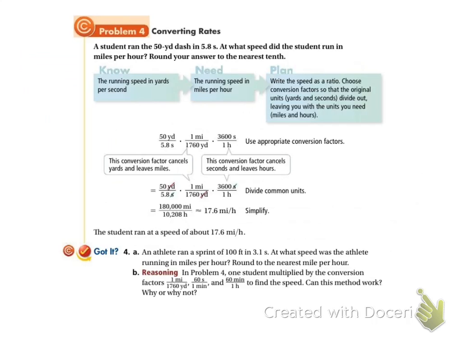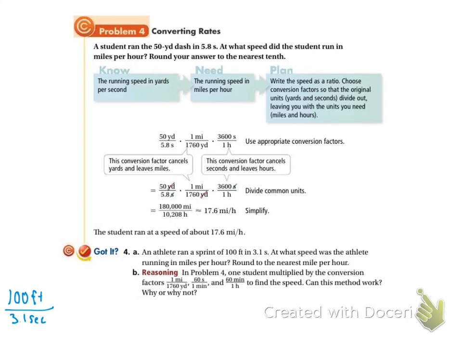Gonna skip this guy. Okay. We're gonna try our got it problem. It's gonna take us a few steps, quite a few steps, but we can do it. Stick with me. So, a runner runs 100 feet in 3.1 seconds. And I want to get into miles per hour.